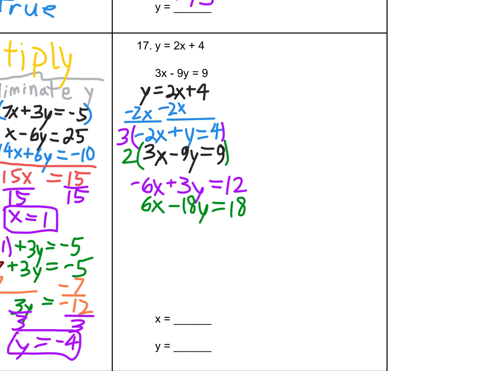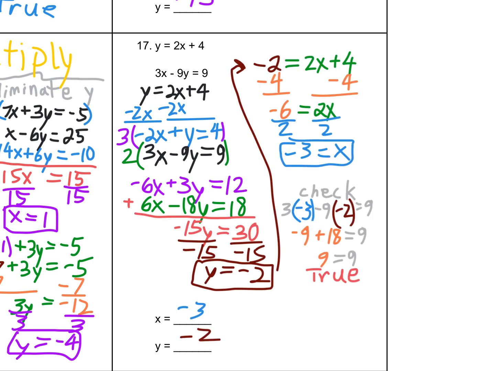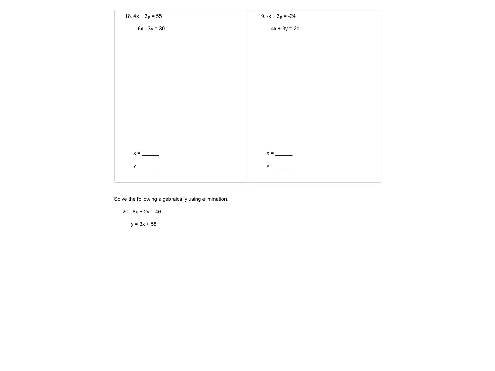Now I can add them together and my x's will eliminate. Try to do the rest of this, otherwise it'll look like this. And we eventually get x equal to negative 3, y equal to negative 2. You need to do 18, 19, and 20 on your own. Again, you can check your answer by plugging it in, see if it's correct.